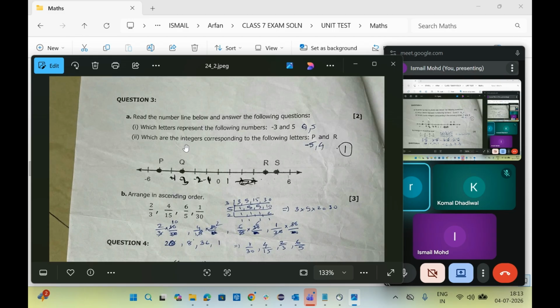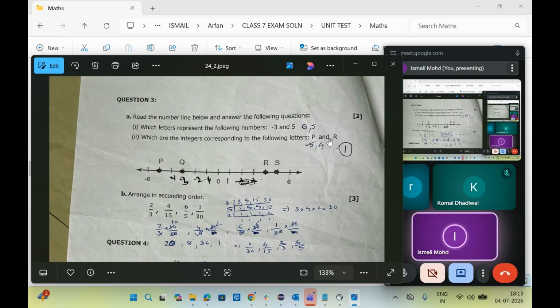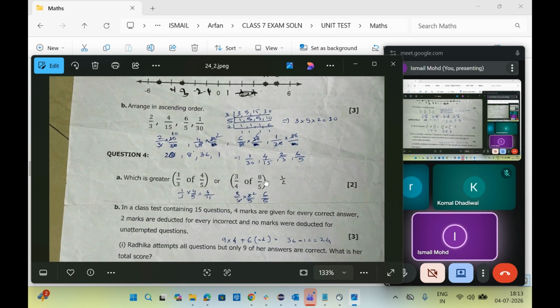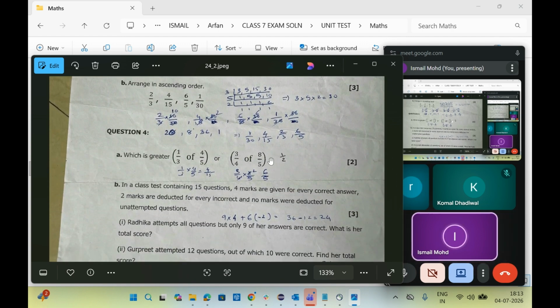Next one. Which integers correspond to letters P and R? So this is minus 6. This will be minus 5. And this is 0, 1, 2, 3, 4. R will be 4. So P will be minus 5 and R will be 4. This is very straightforward. You can answer it easily.